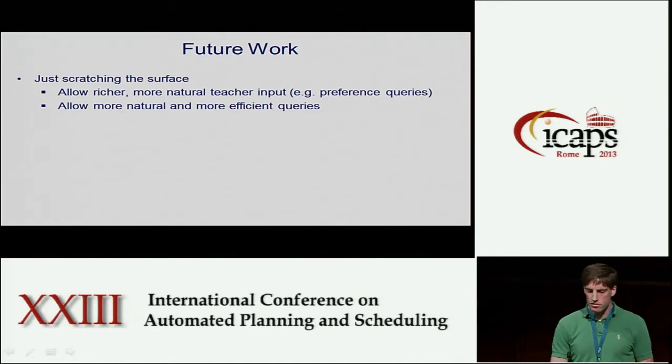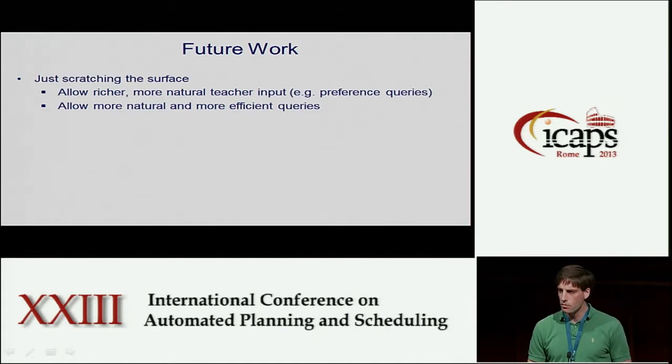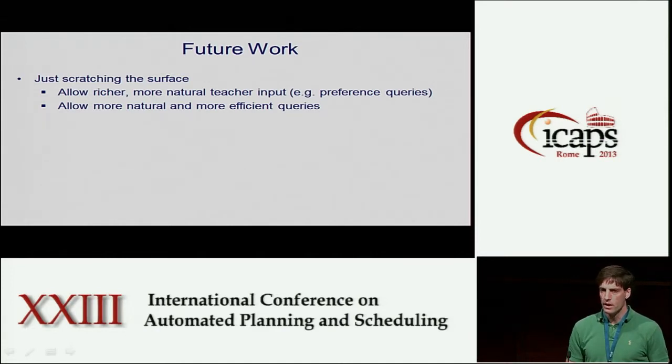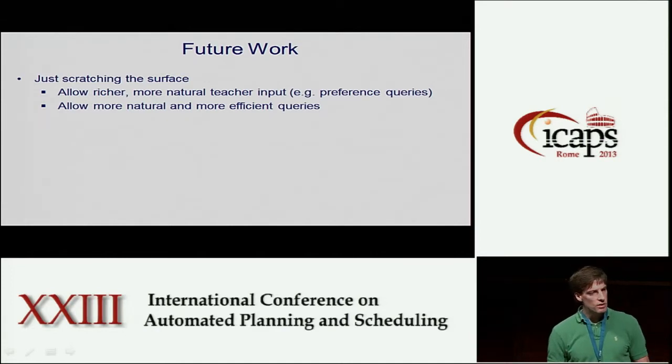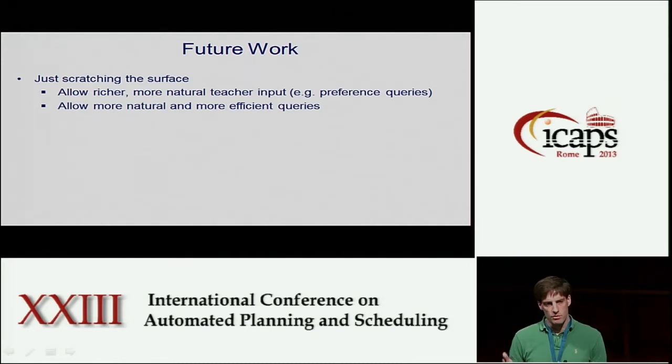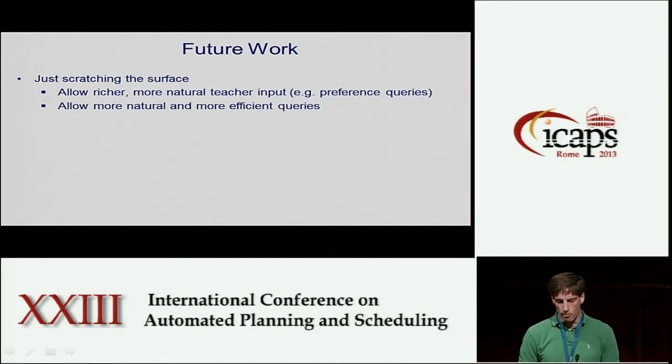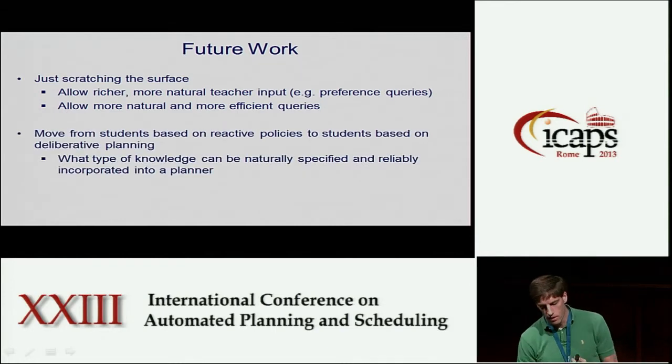So we're really just scratching the surface here. And one thing that really needs to be done is allowing for richer types of critiques and natural input from the teacher. And that's a pretty interesting direction. And we've done some follow-up work here, which I can talk to you offline about. For example, showing two trajectories and saying which one the teacher prefers. That's often more natural than the teacher giving an action. And we'd also like to enrich the queries that can be provided.